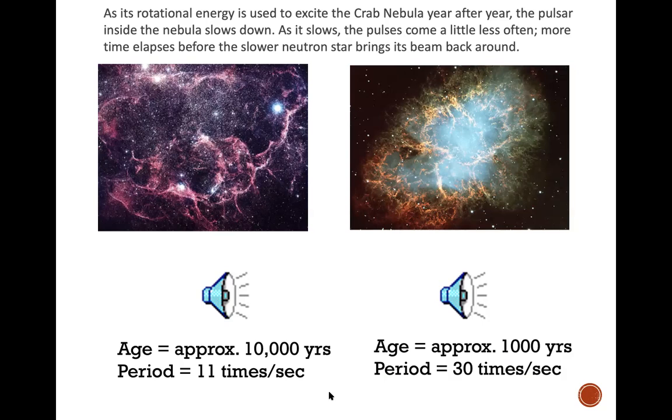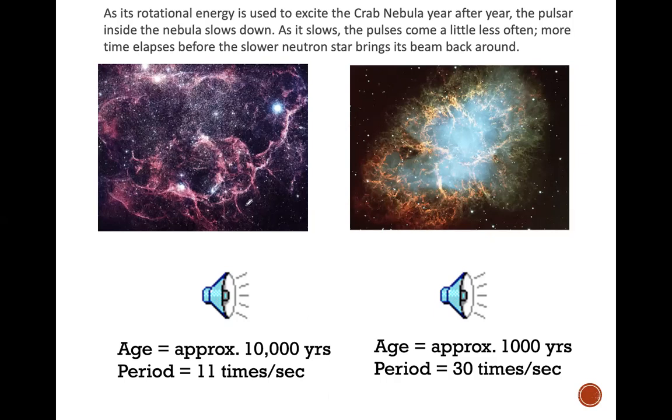And what will happen is when it excites the surrounding nebula, its energy will gradually go away, right? Energy will be decreased. Because of that, the pulsar will slow down. That rotational speed will be decreased, right? And this is an example right here.